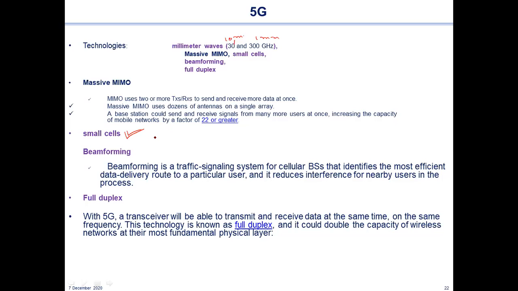So in addition to broadcasting over millimeter waves, 5G base stations will also have many more antennas than the base stations of today's cellular networks. That is what we call multi-input and multi-output. Many antennas, multiple inputs and multiple outputs. So we use 2 or more transmitting and receiving antennas to send or receive more data at once.